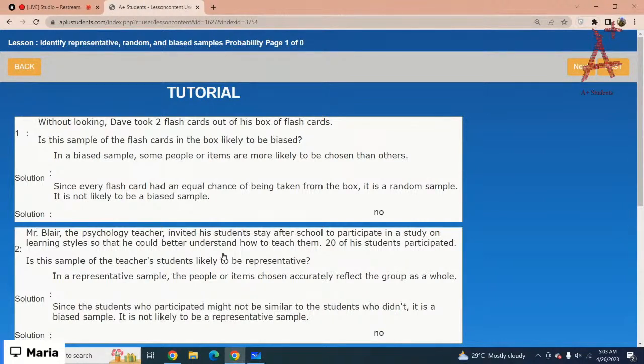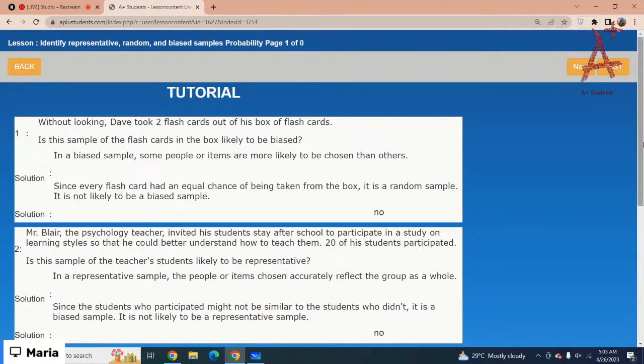So we need to see if the sample is biased. So what is a biased sample? In a biased sample, some people or items are more likely to be chosen than others. Correct? Since every flashcard has an equal chance of being taken from the box, it is a random sample. It is not likely to be a biased sample. Got it? The flashcards you can choose at random, so it would be a random sample.